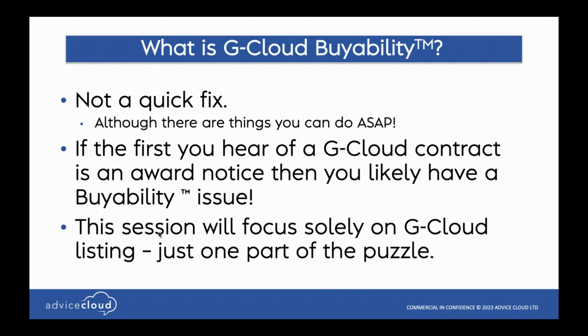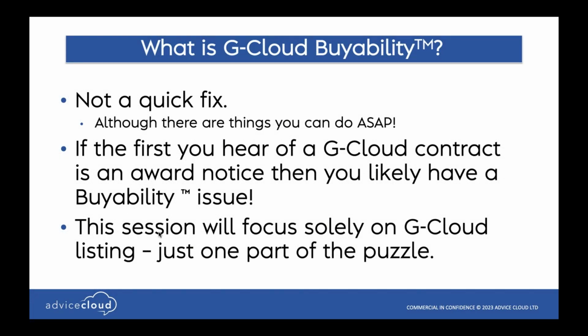So what is buyability indeed? It's not a quick fix, okay? There are some things you can do very, very quickly here. And I suppose really the first sign that you might have an issue around your buyability is if the first time you hear of a G Cloud contract is an award notice going to a competitor, and you think, hang on a second, we could have had that. Then it's likely, and I stress likely, you've got a buyability issue.